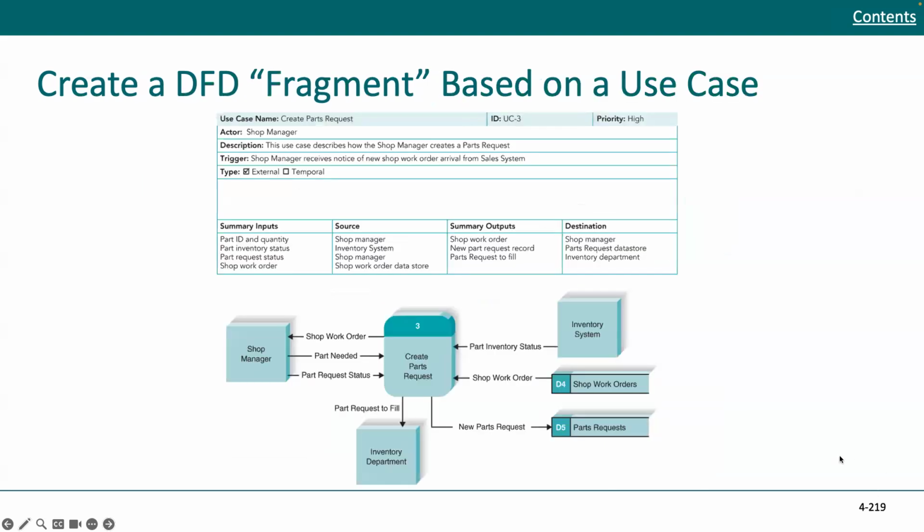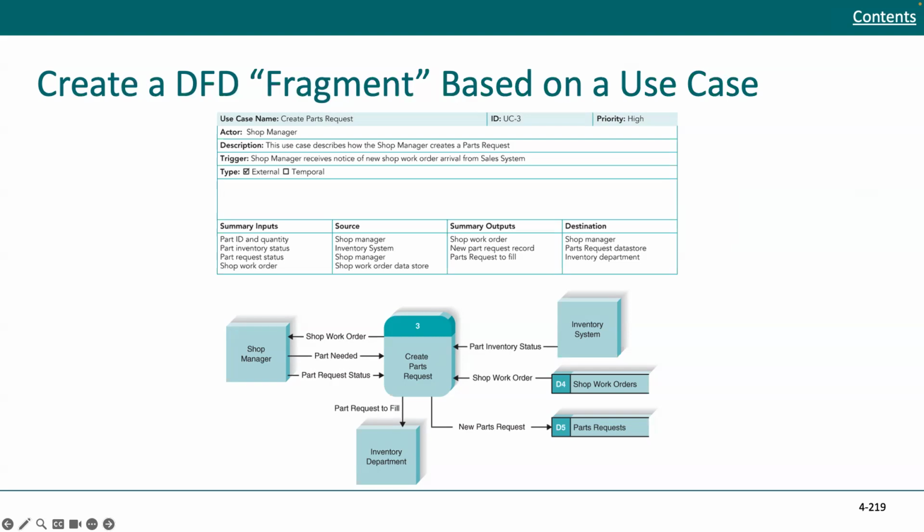So here is an example of a data flow diagram fragment. These fragments are one of the parts of the data flow diagram that will eventually be combined into other data flow diagram fragments to form a new data flow diagram. In this step, each use case is converted into one data flow diagram fragment.